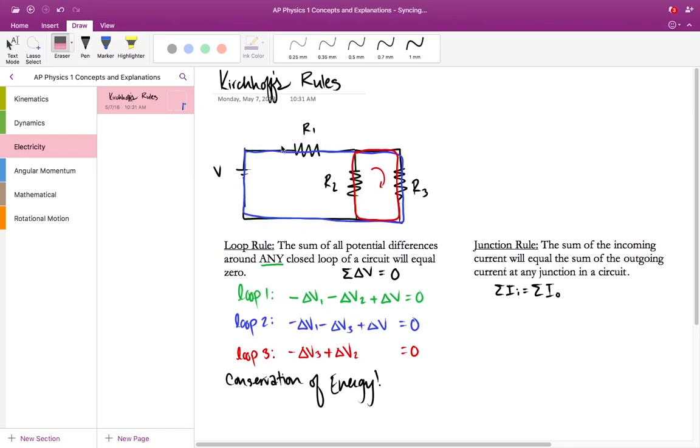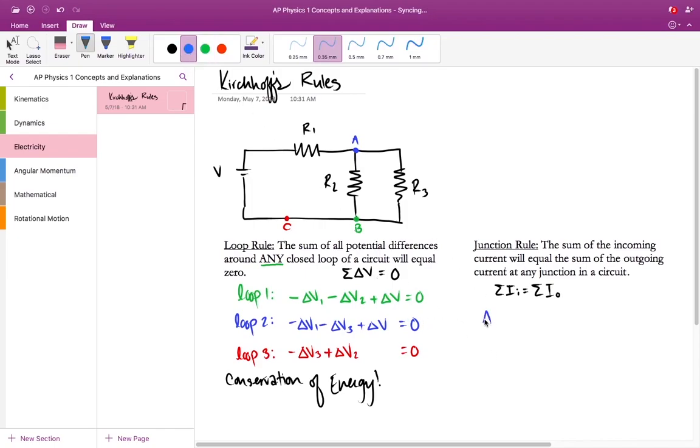So let's erase our loops since we're done with our loop rule. Okay, and let's start looking at some junctions. Let's do junction A. Let's do junction B. And then just for fun, let's do not a junction C. It seems a little trivial, but it'll tell us something important.